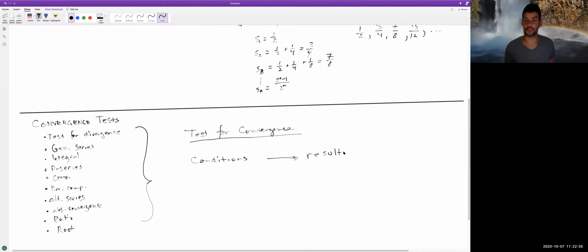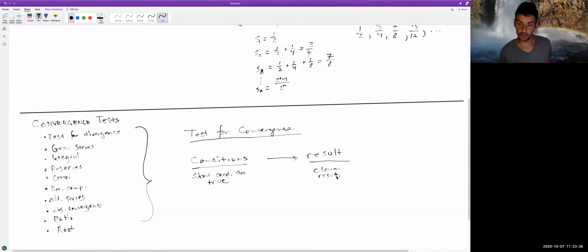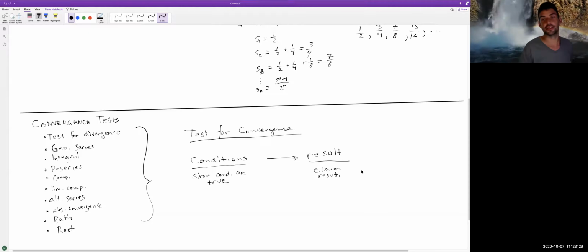For instance, the test for divergence. The condition is if the limit of the terms of a series is not 0, right? There's your conditions. Then the result is we know that series does not converge. In other words, it diverges, right? So the process for these problems is to show that the conditions are true, and then we get to claim the result.